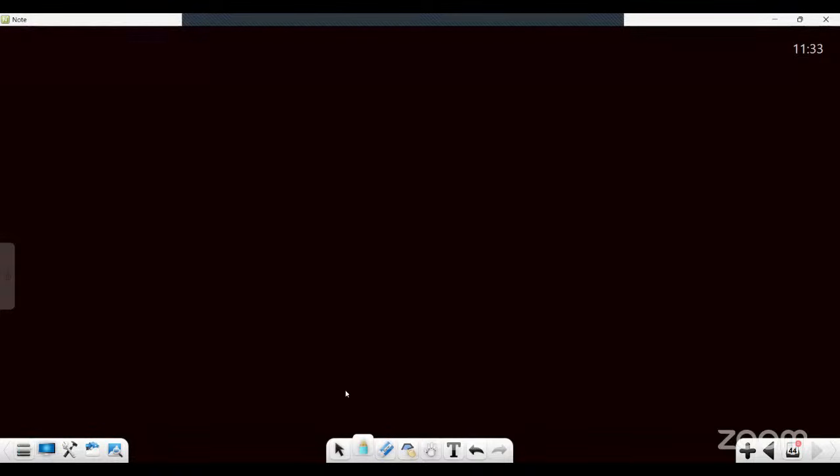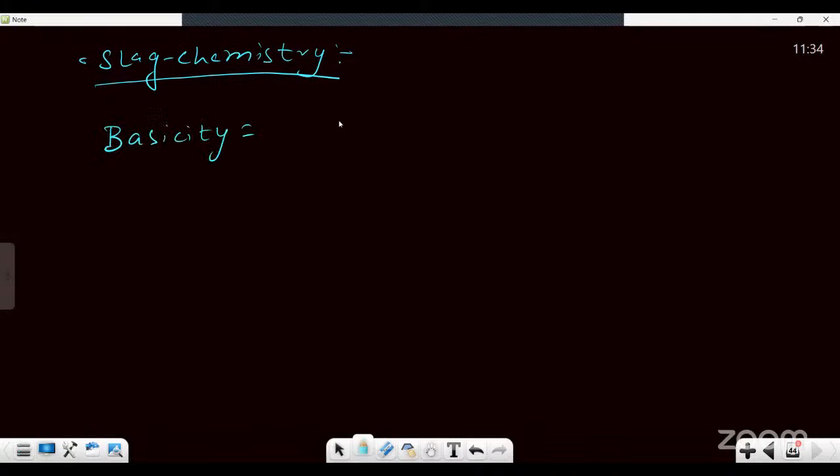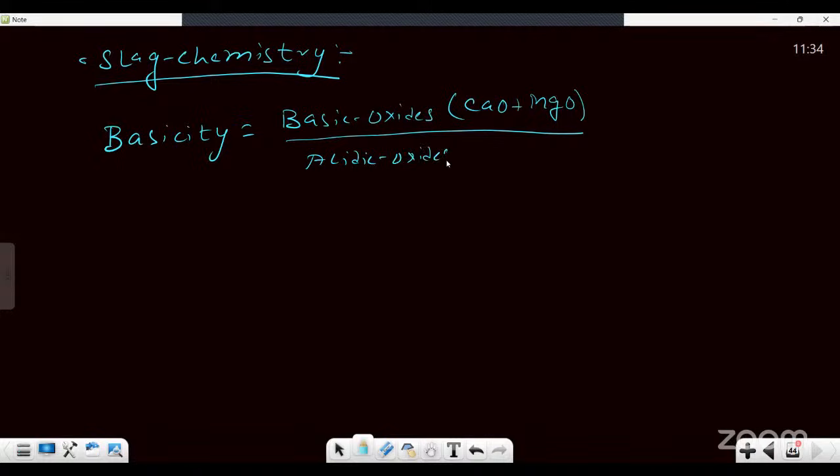Now, slag chemistry. Slag can be either acidic or basic. Slag composition is usually expressed in terms of basicity ratio. So basicity ratio is very important in case of slags. We look for the basic oxides present in the slag, like CaO or MgO. These are the basic oxides. We also look at the acidic oxides present in the slag.